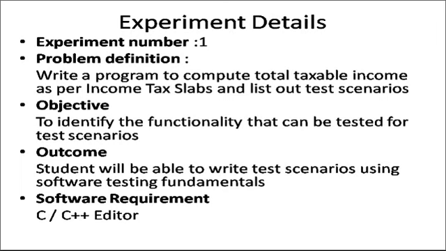The objective of this experiment is to identify the functionality that can be tested for various test scenarios. And at the end of this experiment, you will be able to write test scenarios using software testing fundamentals. The software requirement for this experiment is very simple, that is you should have a C or C++ editor. So by using this editor, we are going to perform our first experiment of Software Testing and Quality Assurance Laboratory.